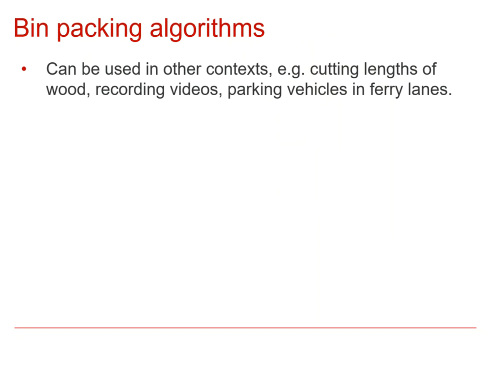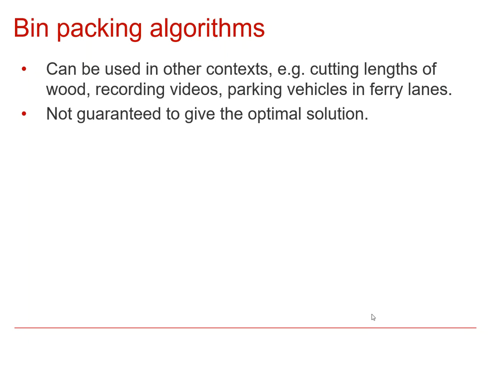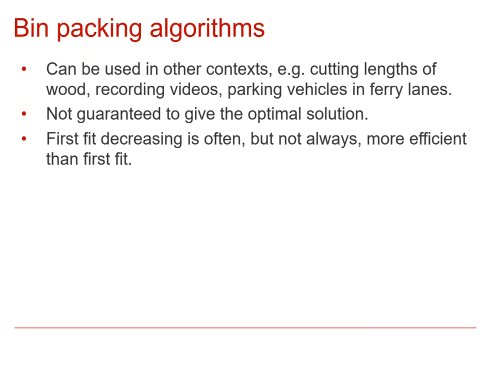So just a very quick summary of bin packing algorithms. One thing that we haven't mentioned, although hopefully this is obvious, is that this doesn't just apply to boxes and bins. It can apply to anything that is analogous to that as well. So you might see examples where you're cutting lengths of wood, or recording videos or parking vehicles in lanes, that sort of thing. There's all sorts of real life contexts in which the same algorithm can be applied. Now, as we've said, it's not guaranteed to give the optimal solution, and the first fit decreasing algorithm is usually better, but not always, than the first fit.